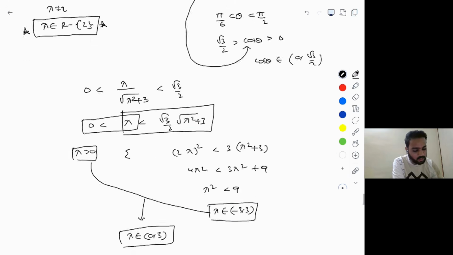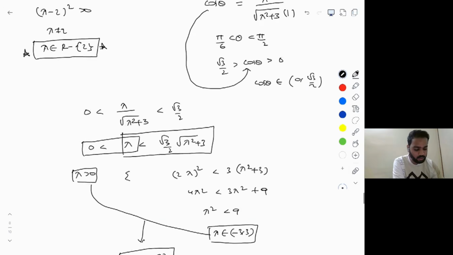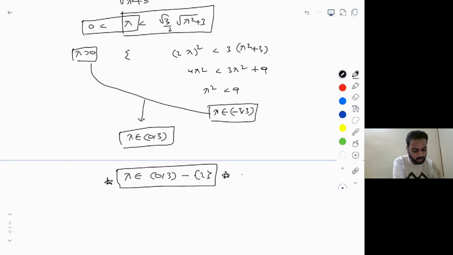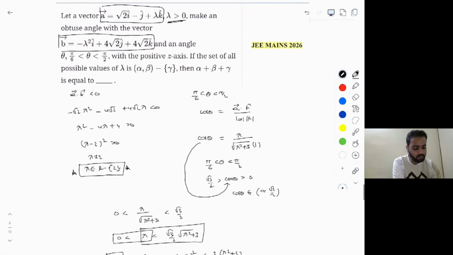Okay, and let's see the required part, what they're asking. If the set of all possible values of lambda is alpha comma beta minus the set containing gamma, we have to find out the value of alpha plus beta plus gamma. So clearly you can notice that alpha is 0, beta is 3, gamma is 2, and hence you can find out the value of this one.